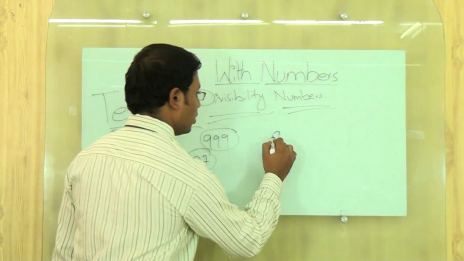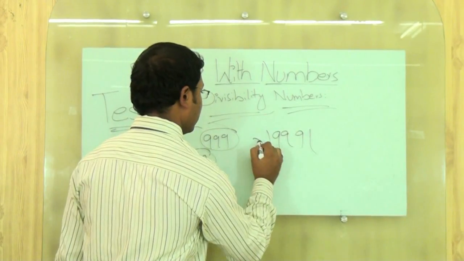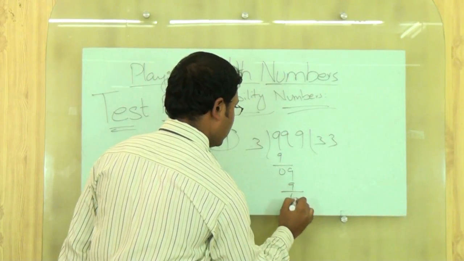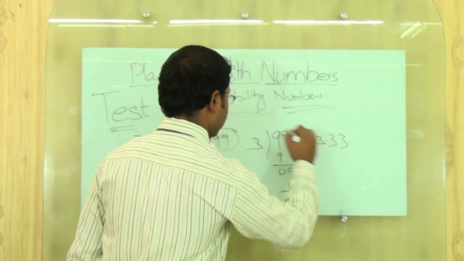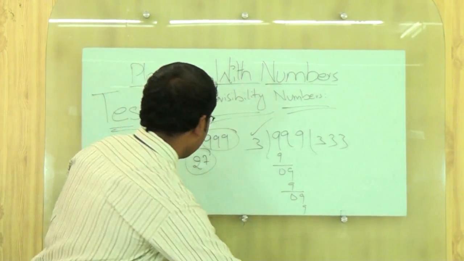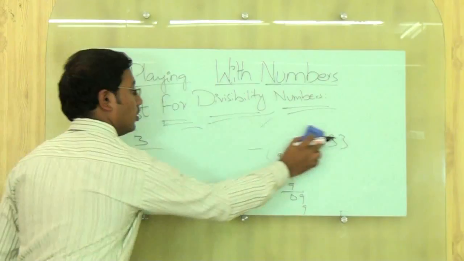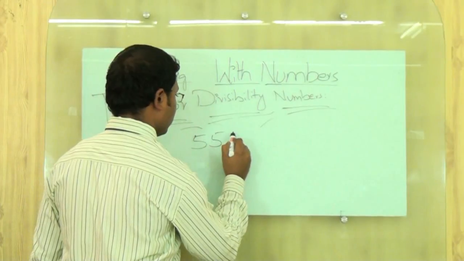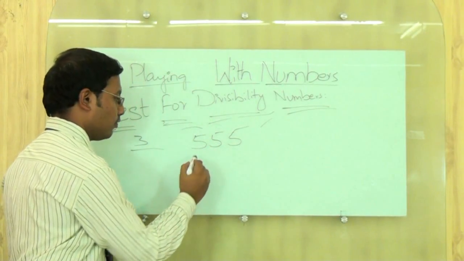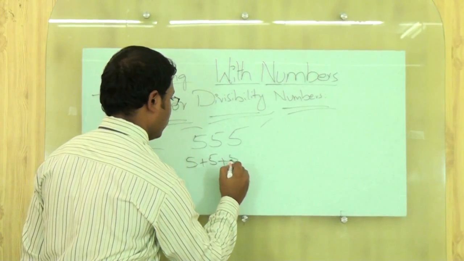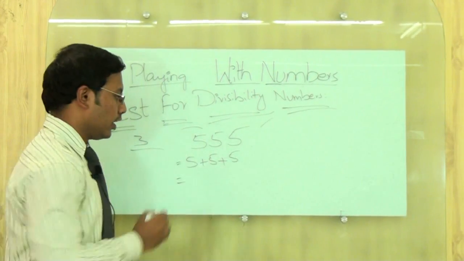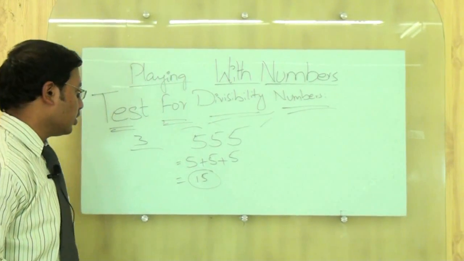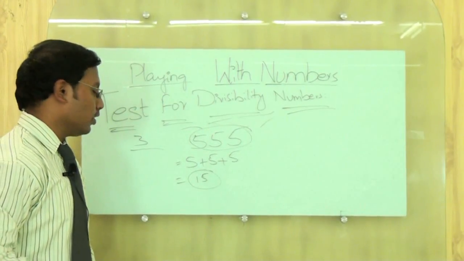Let us check here. 999 divided by 3. 3 3s are 9, 0, again 9, 3 3s are 9, 0, again 9 here, 3 3s are 9. Hence the condition is satisfied here. Take another example. If you take 555, we have to add these digits, 5 plus 5 plus 5. 5 plus 5 is 10, 10 plus 5 is 15. Since 15 is exactly divisible by 3, hence the number 555 is also divisible by 3.